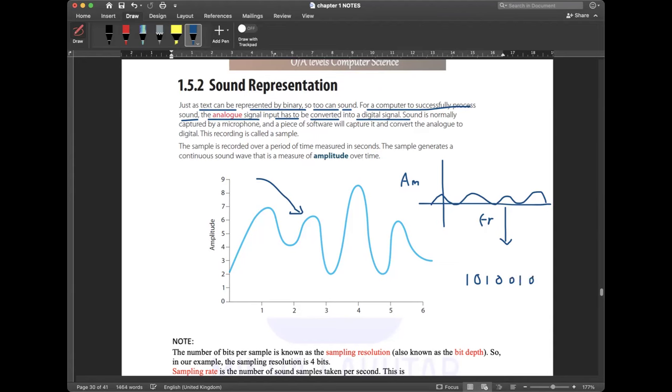So let me answer. Computers use a converter, and the name of this converter is analog to digital converter, ADC. This analog to digital converter converts the analog sound into the digital one, so my computer understands what I'm saying to you. Sound is normally captured by a microphone, and a piece of software will capture and convert the analog data to digital. This conversion or the recording is called a sample.